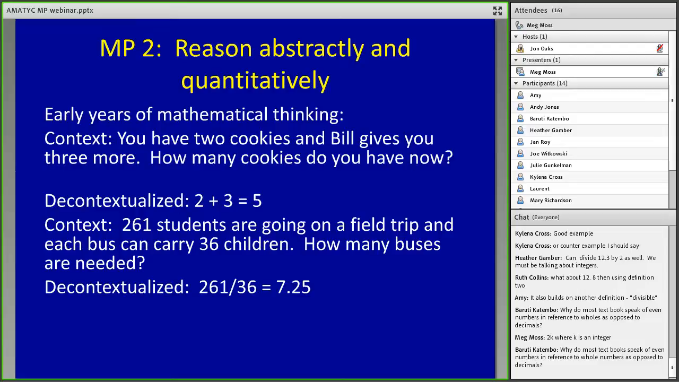Because they probably rounded, right? That's the way they're taught to round. But this is a great example of where they needed to go back to the context. And this is why this practice talks about contextualizing, decontextualizing, going back and forth. It's because you've got to go back to the context to answer this question. Because the answer is not 7.25, it's also not 7. The answer is actually 8. So that's where you have to go back to the context.